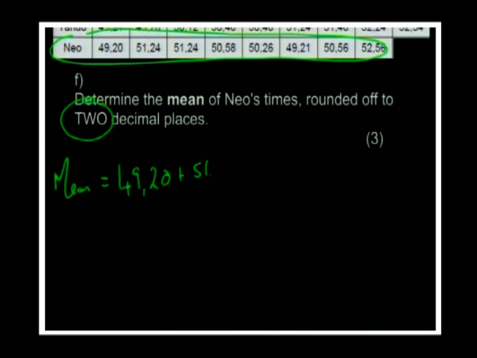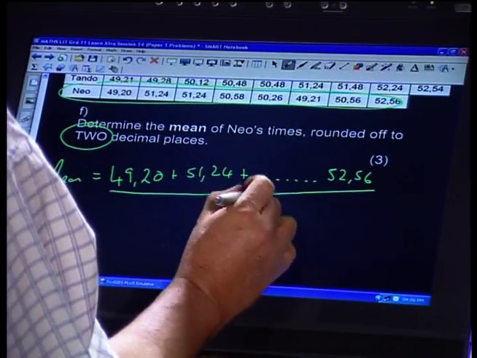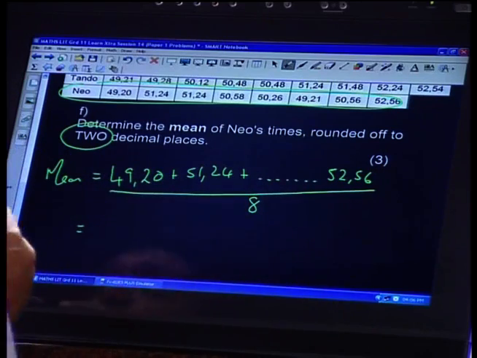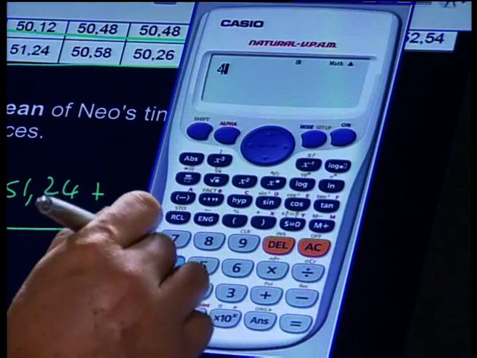So I'm going to say, okay, so my mean is 49,20 plus 51,24 plus 51,24 all the way to 52,56 divided by the number of times. How many do I have? 1, 2, 3, 4, 5, 6, 7, 8, divided by 8 equals. Now we add up all those times, and I must admit I've cheated. Before the program, I quickly added them all up. So when we add all that up, we're going to land up with 404,85 divided by 8.